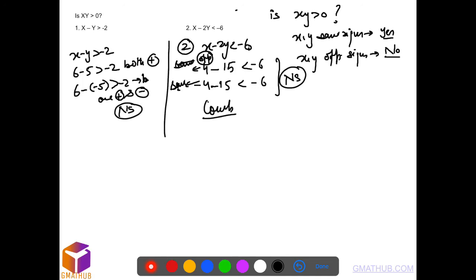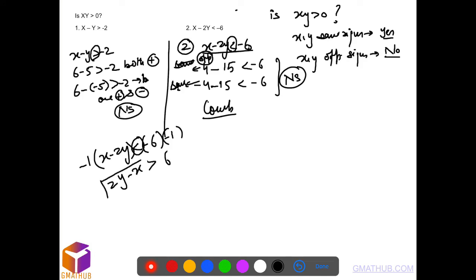Now two equations, but the inequality signs are not the same. So what we can do is, we can multiply the second one, x minus 2y less than minus 6, both sides by minus 1. What happens by that? If we multiply both sides by a negative number, the inequality sign changes. So now this is your first and this is your second statement.